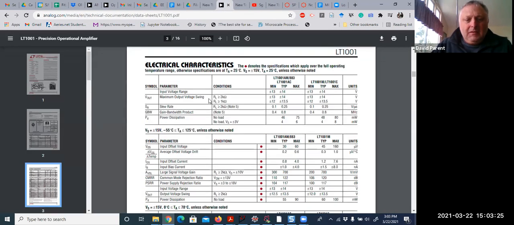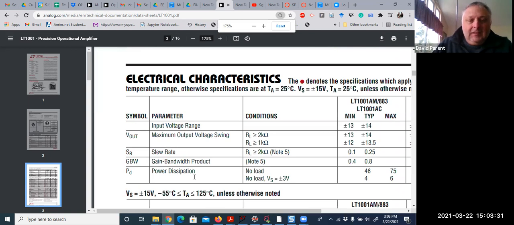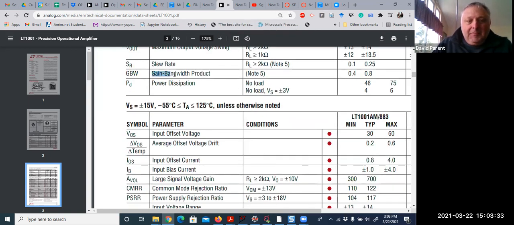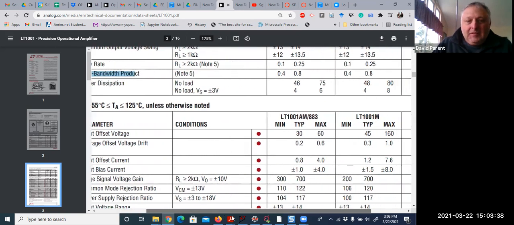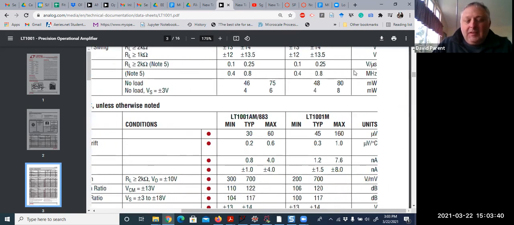Okay, zoom in a little bit. We can see the gain bandwidth product, note 5 tells you the conditions. And then these are giving it to you in megahertz. Now, just something to know, it says typical 0.8.